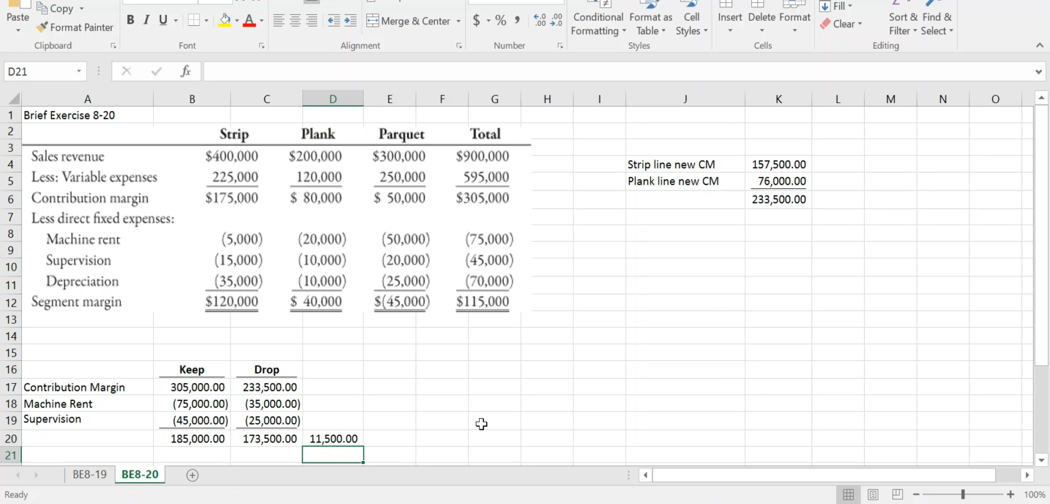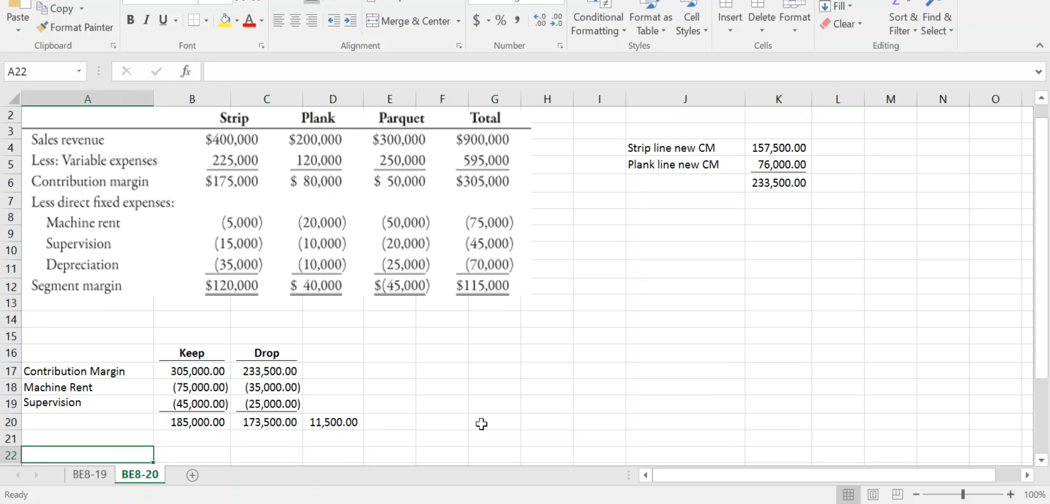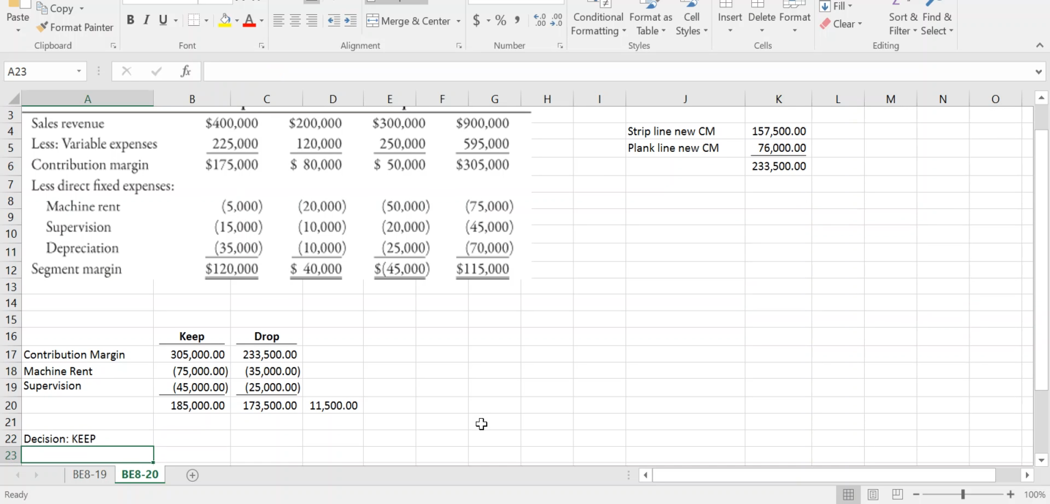What we would save by dropping the Parquet line, meaning the $40,000 in machine rent and the $20,000 in supervisor salaries, does not make up for what we'd have to sacrifice, which would be the $50,000 in contribution margin for the Parquet flooring, the 5% that we'd be giving up in contribution margin for the plank line, and the 10% that we'd be giving up for the strip line. So our decision in this case should be to keep that Parquet line, because the effects that it has throughout the entire business would cause the company to have a segment margin of $11,500 less than if they kept that product line.